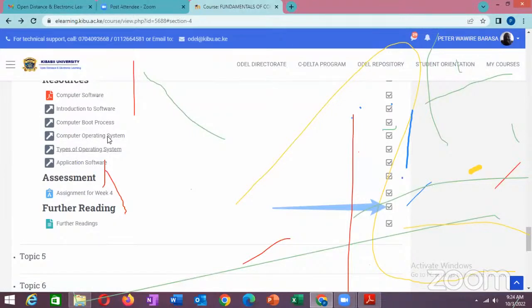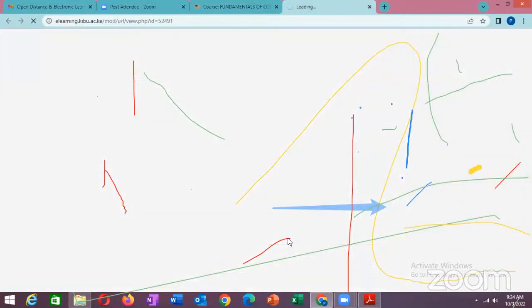On the types, if I was to open this one for the type from my LMS, I think again you can see the types of operating systems, which will be explained further from the video. So it's important for you to log in.